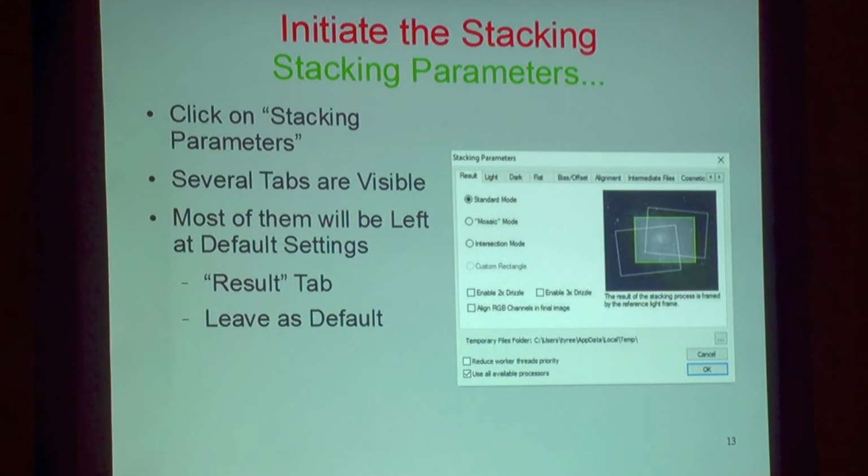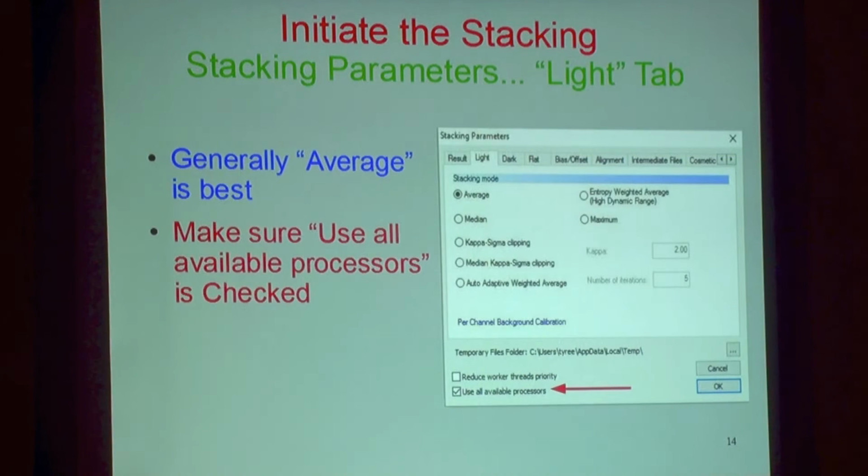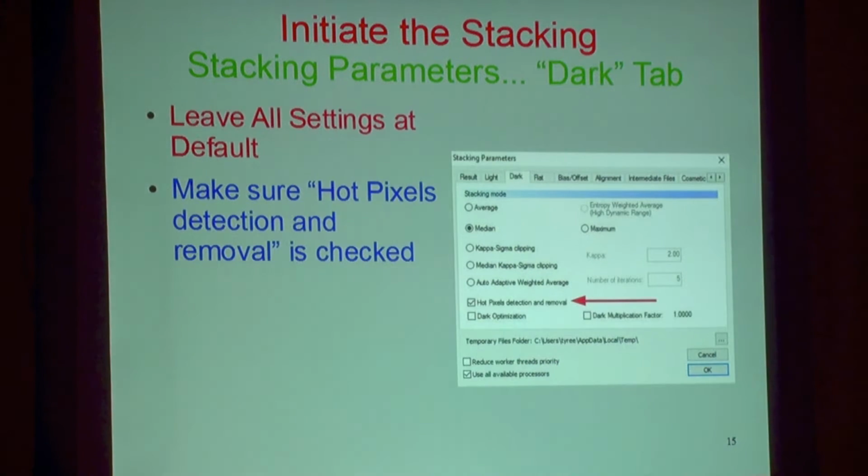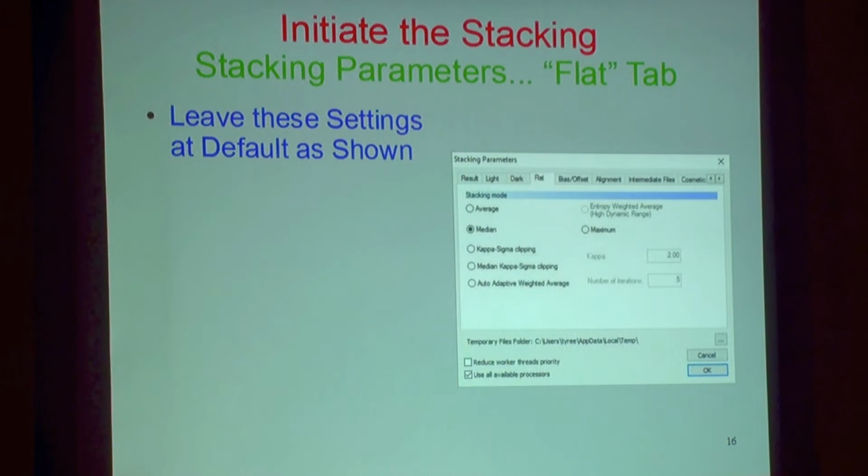There's a long string of stacking parameter settings you want to check. Most of these are default. Like this one, we're going to do a standard mode of stacking. We're going to do an average for the light images, but we're going to do median for the dark images and for the flat field images. The median, you know what the median is versus average? Everybody know what that is? Yes. Okay, I'm not going to explain it. Well, if you don't know, tell me.